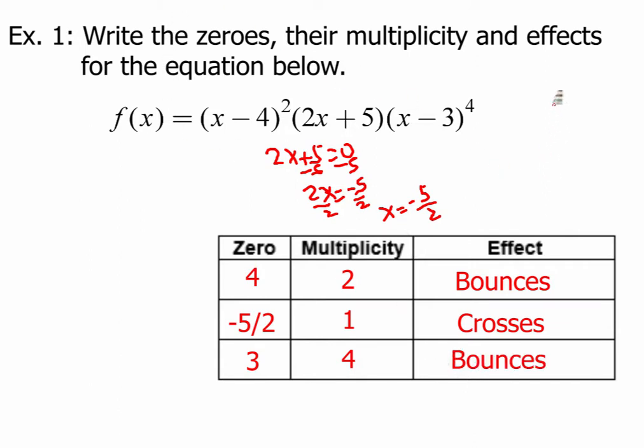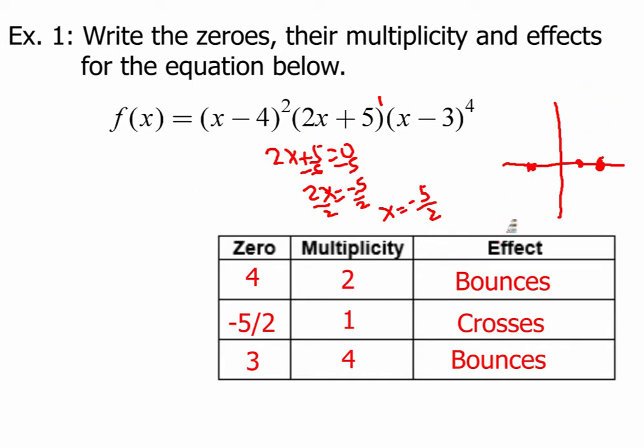So if I was to draw a really rough draft sketch of this graph, okay, I know I've got a 0 at 4, let's say that's 4 right there, a 0 at negative 5 halves, that's over here, and a 0 at 3. And I know that it crosses at negative 5 halves, and it bounces at the other two. I don't need to multiply this out, but I know, because the leading coefficients on all of these are positive, that this has a positive leading coefficient, okay? And I know from other stuff about graphs, 2 plus 1 is 3 plus 4 is 7, so I know this points in opposite directions.